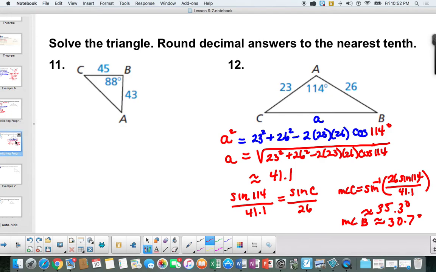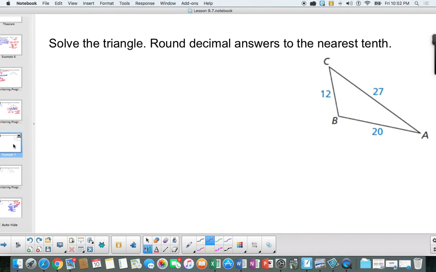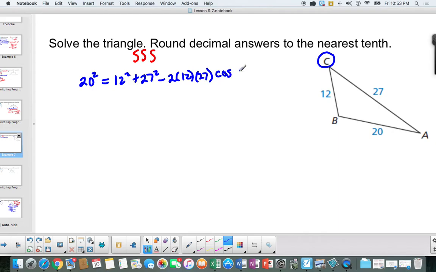And here is the answer. Okay, solving the triangle. In this case, this is side, side, side. So again, I'm going to use the law of cosines. Let me go ahead and I'm going to work with angle C. So this is going to be 20 squared equals 12 squared plus 27 squared minus 2 times 12 times 27 times the cosine of C. Remember that the angle C and the side C must be at opposite ends.